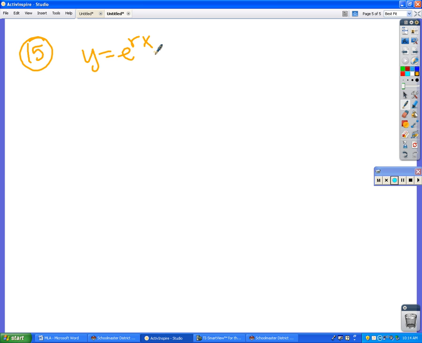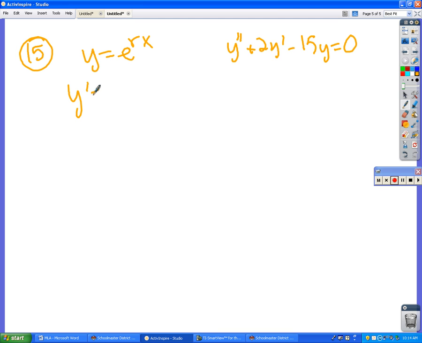For what value of r does the function y equals e to the rx satisfy the equation y prime or y double prime? All right, so we're just going to plug this in and then solve it. But we need to know what y prime is and we need to know what y double prime is.